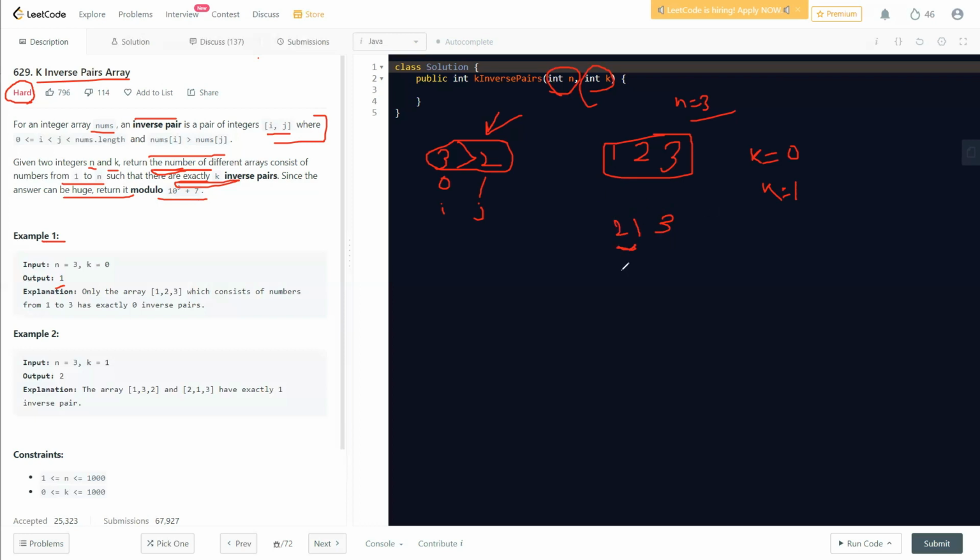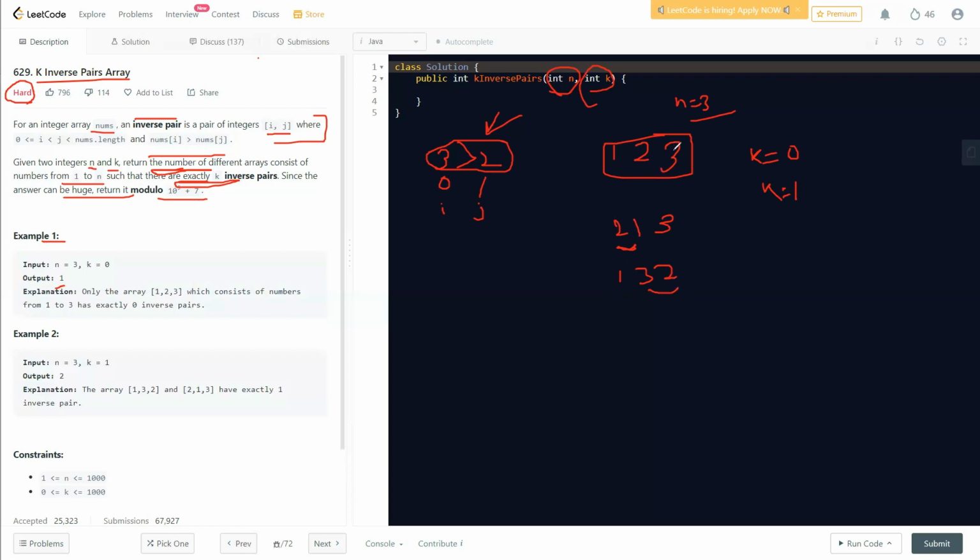Let's see. If we have 1 over here and then 3 and then 2, fine. If we have 1, 3 and 2, are there exactly one inverse pair? 3, 2 is the inverse pair, right? But 1, 3 is not an inverse pair. 1, 2 is not an inverse pair. Fine. So that's what we have over here. Are there any other possibilities?